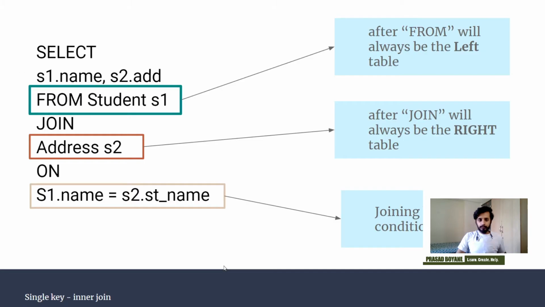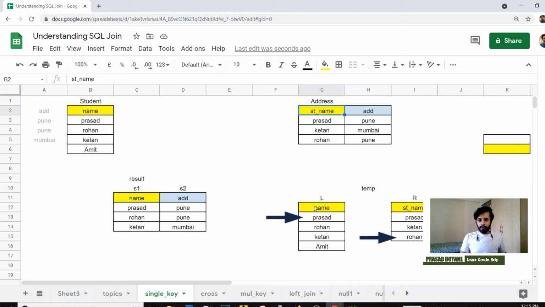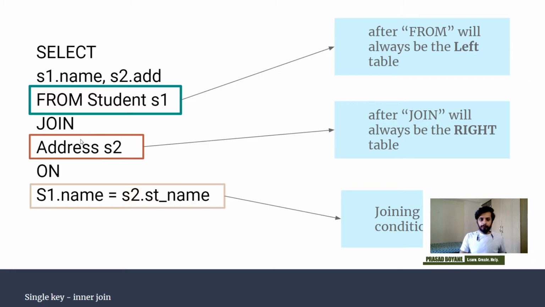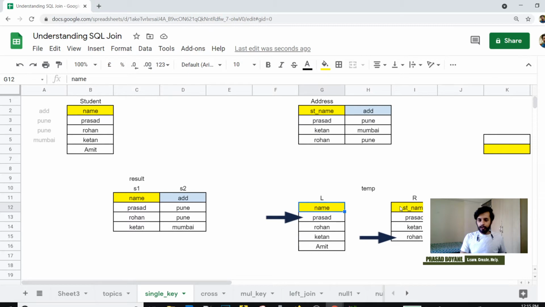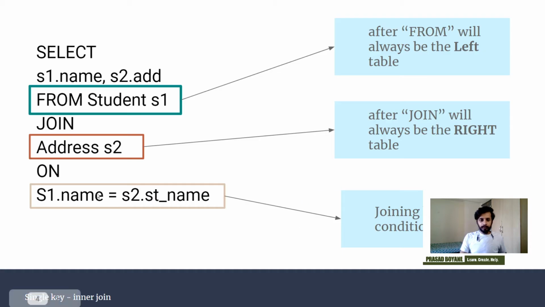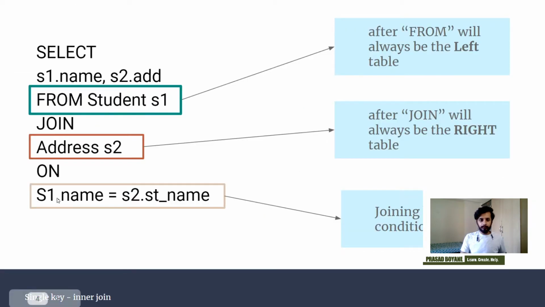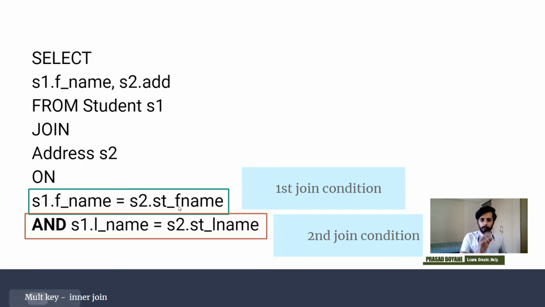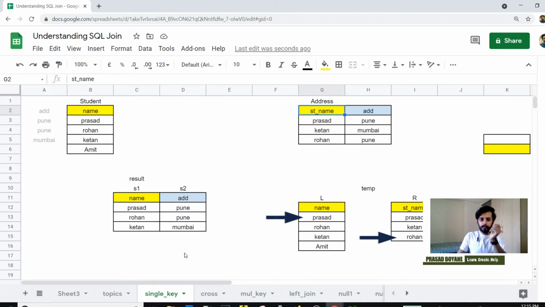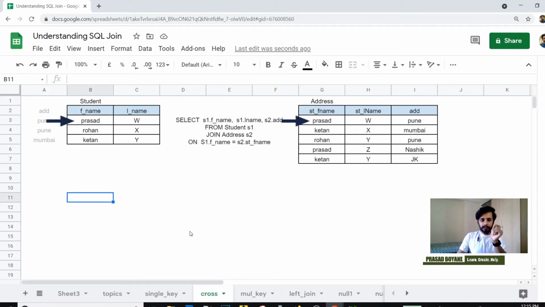Again, I'll repeat this once more for the query. After from, there will always be the left table. We have seen student is our left table. After join, we have the right table, so address is our right table. And after the on keyword, we have the condition or joining keys. So our condition is name should match with st name. Now let's look at another example of a single key itself.